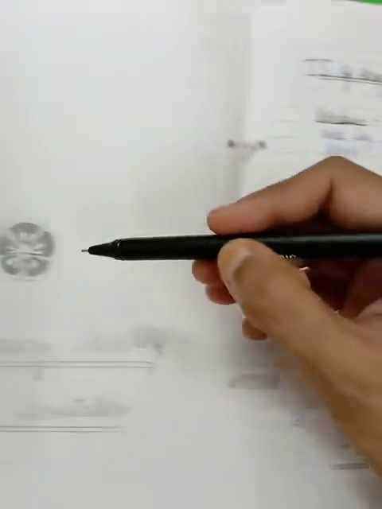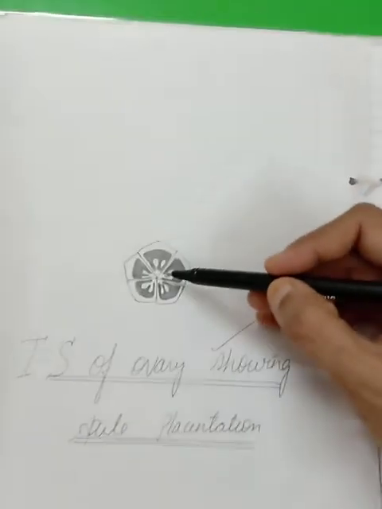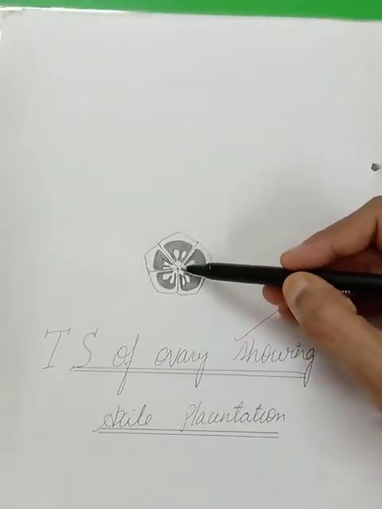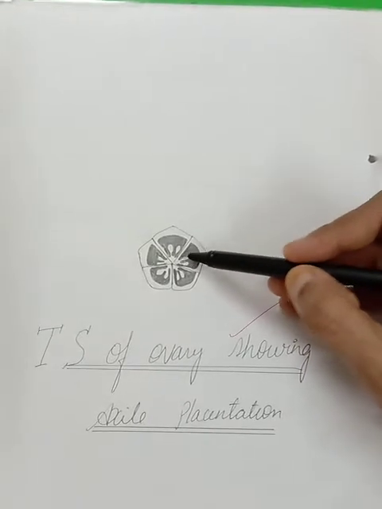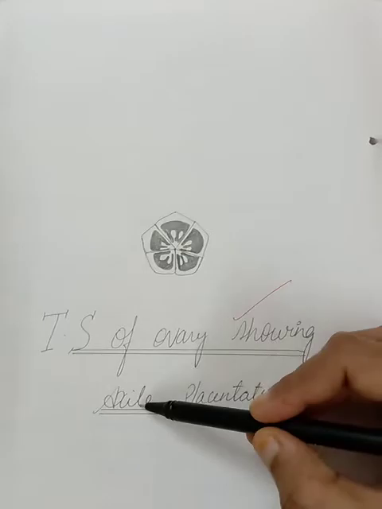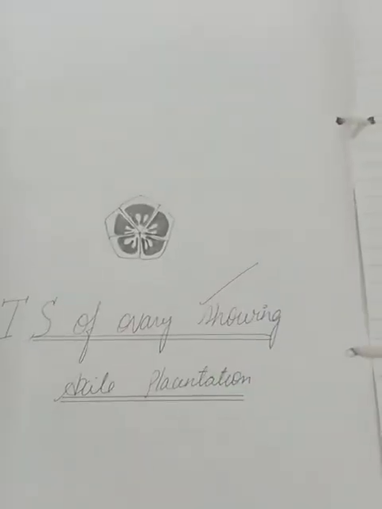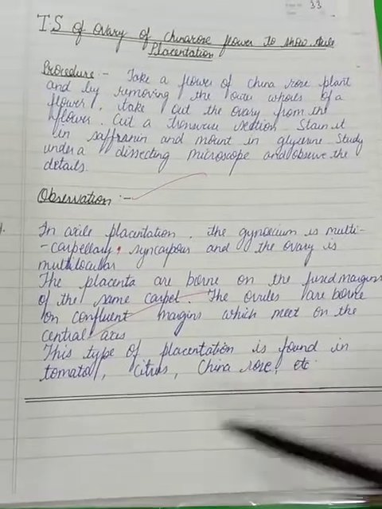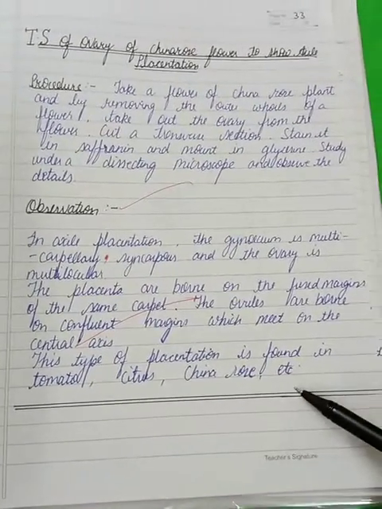See, all the ovules are directed towards the center in the form of an axis here, and therefore the term axile. Axile is based on the term axis. So this is why we call this axile placentation. This type of placentation is seen in tomato, citrus, China rose, etc.